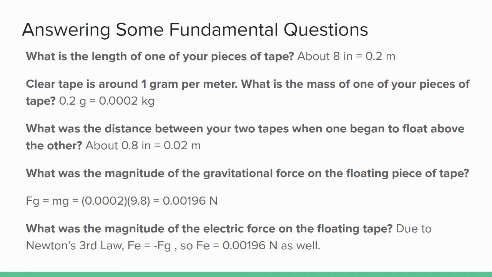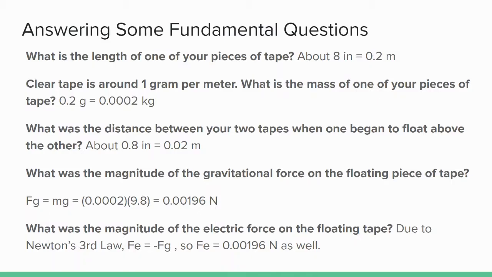Some fundamental questions for this lab were: what's the length of one of the pieces of tape? About 8 inches or 0.2 meters. Clear tape is about 1 gram per meter. And what's the mass of one of your pieces of tape? That's about 0.2 grams, which I convert to kilograms to keep in SI units. And what was the distance between those two tapes when one began to float above the other? I said that was about 0.8 inches or 0.02 meters.